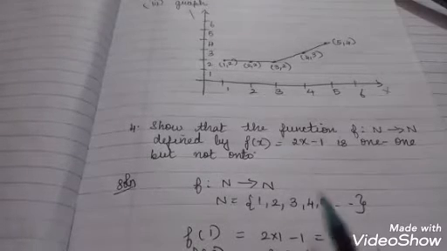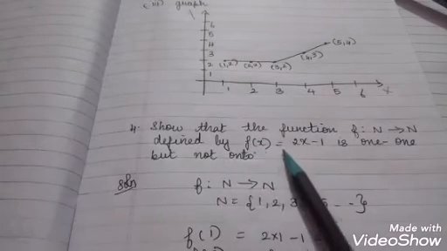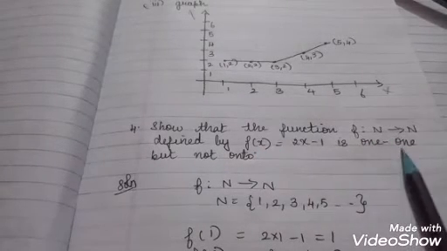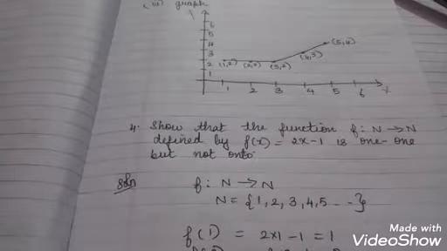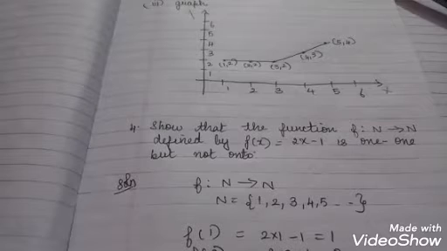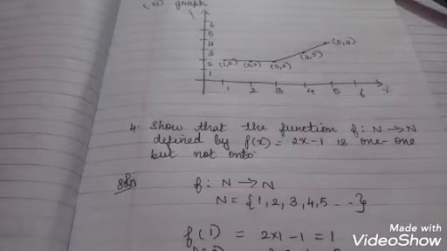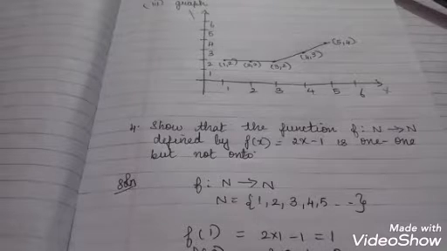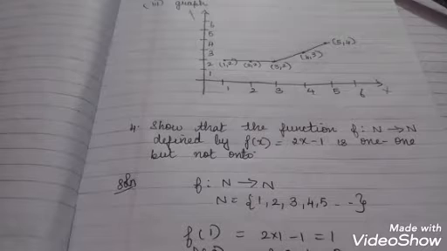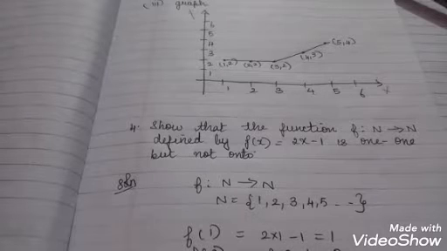So here we'll read the question. Show that the function f from N to N defined by f of x is equal to 2x minus 1 is one-to-one but not onto. I'll have to check that. Again I'll recall, one-to-one is what? All the elements in the domain must have a unique image; the image must not be repeated. What's an onto function? All the elements in the codomain must have a pre-image, or else the codomain must be equal to the range.